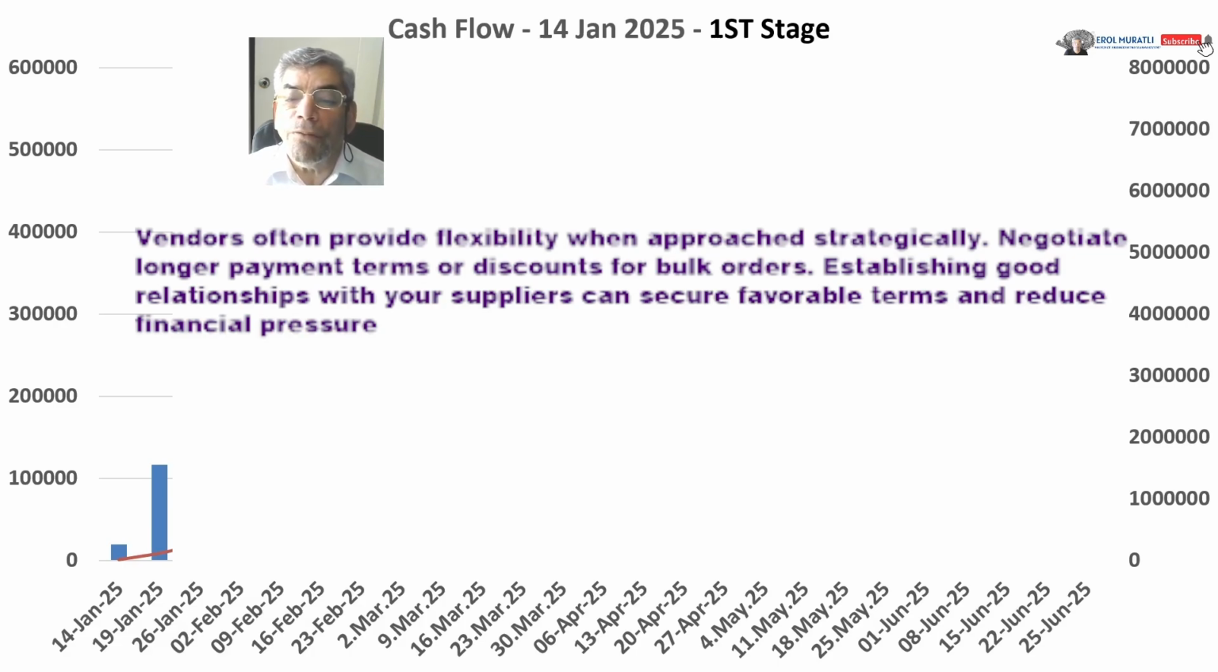Vendors often provide flexibility when approached strategically. Negotiate longer payment terms or discounts for bulk orders. Establishing good relationships with your suppliers can secure favorable terms and reduce financial pressure.